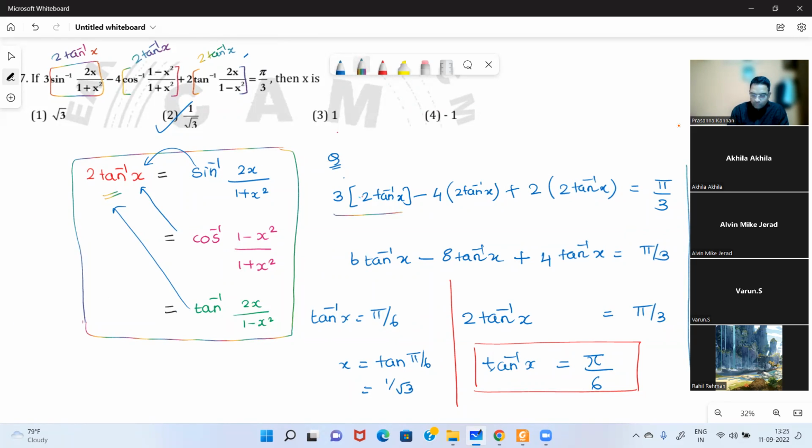So 3 into 2 tan inverse x minus 4 into 2 tan inverse x plus 2 into 2 tan inverse x. So that's 3 into 2, 6, 6 minus 8, that is minus 2. Minus 2 plus 4 is 2. So we got 2 tan inverse x is equal to pi by 3. Therefore, tan inverse x is equal to pi by 6. So x is equal to tan pi by 6, and tan pi by 6 we know is tan 30 degrees, which is nothing but 1 by root 3. Therefore, x is 1 by root 3. Are you all clear? Take it down, and once you are done, we will go to the next one.